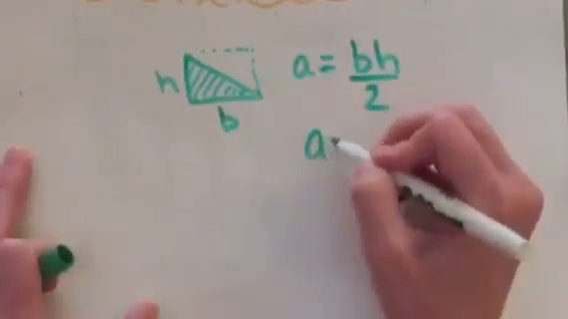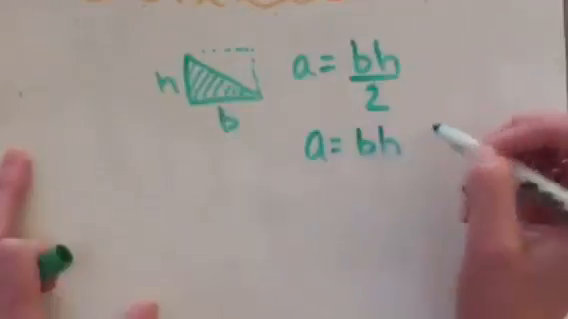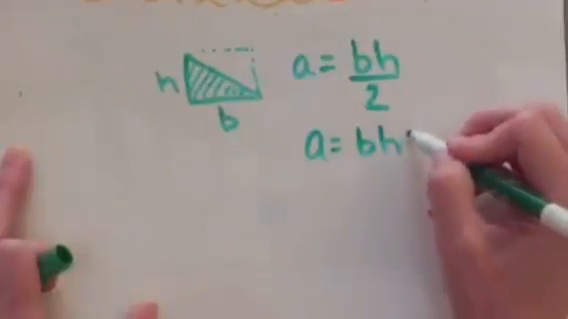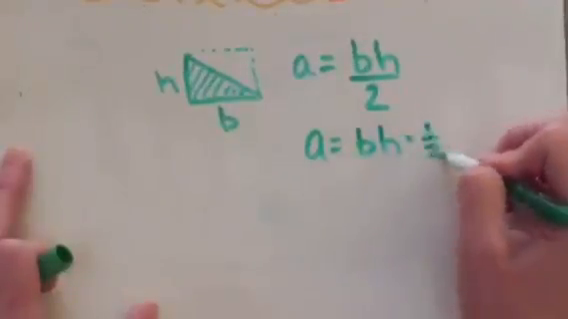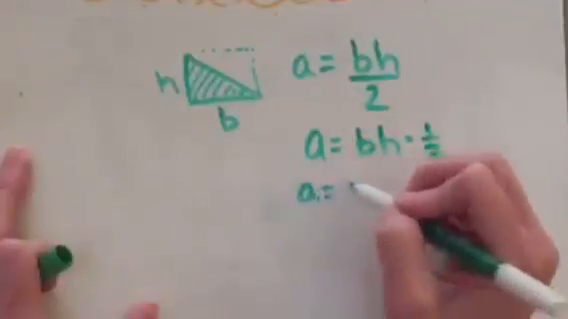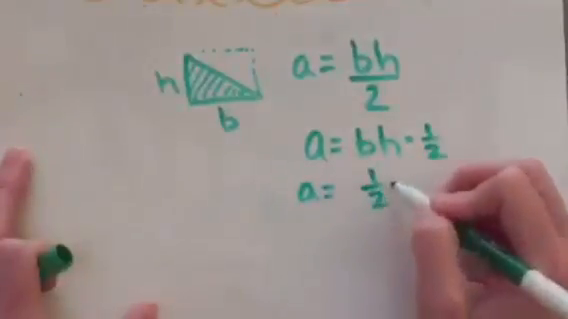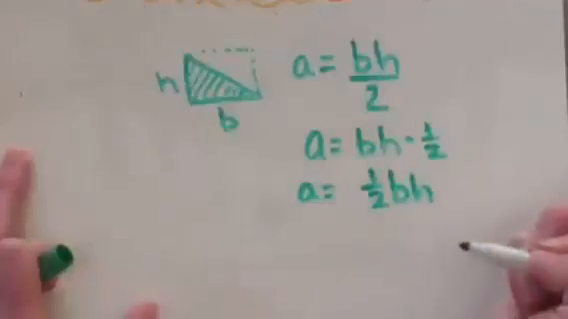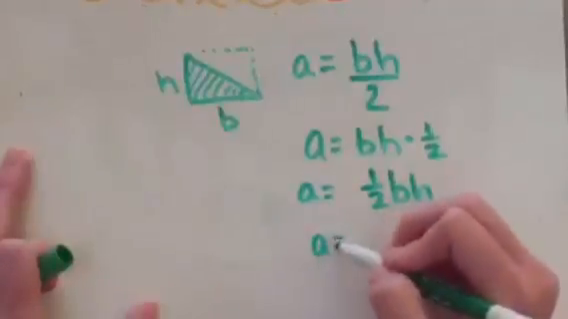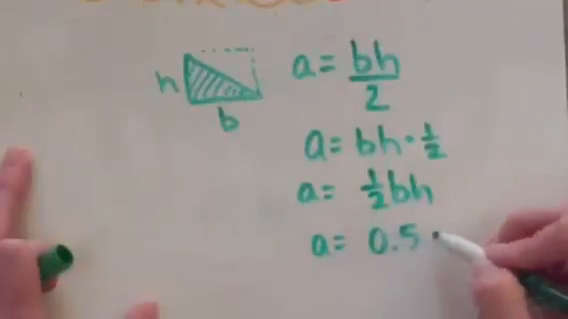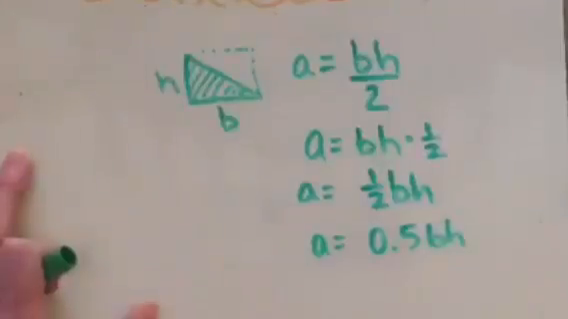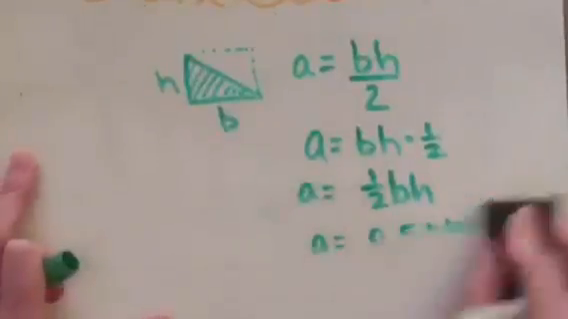You could also write that as base times height times 1/2, or some people write 1/2 base times height. There's a whole bunch of different ways that you could write it. Okay, but the concept is the same.